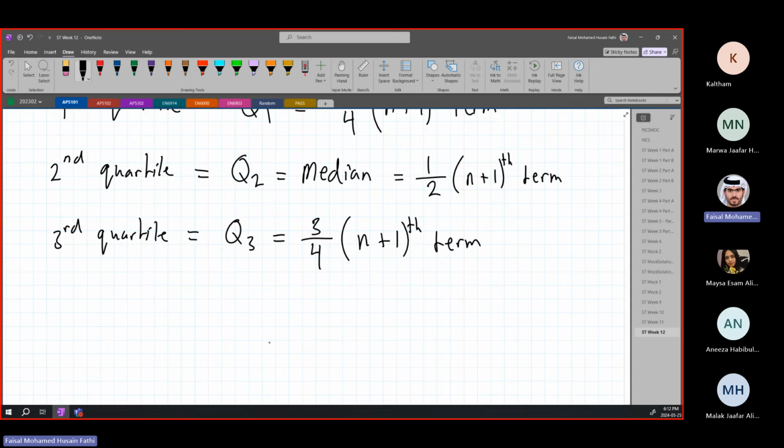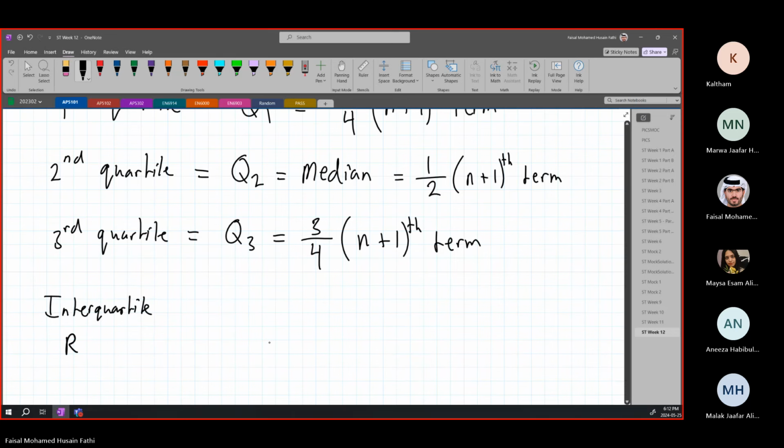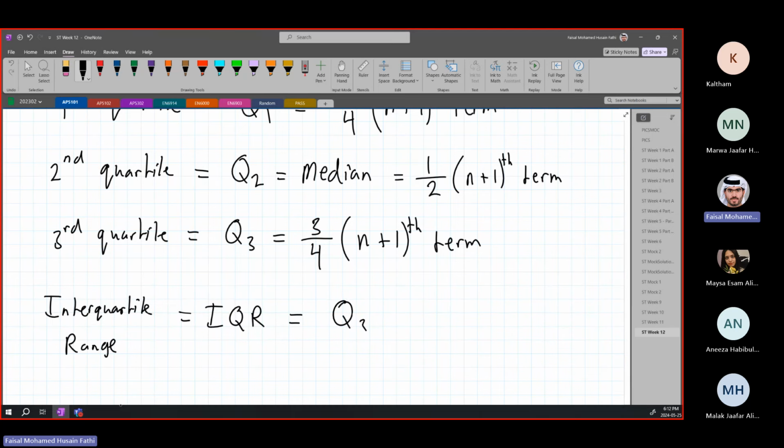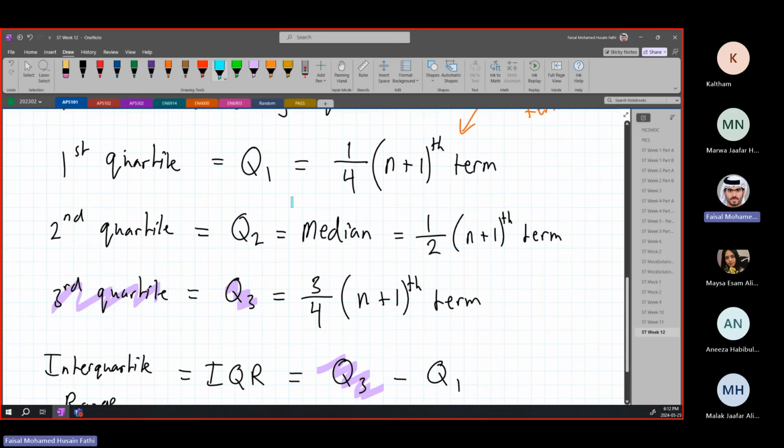And the last thing you guys need to know is there's something called the interquartile range. All right. And this basically is sometimes given as IQR. It is going to be your Q3 minus your Q1. All right, your third quartile, your Q3, minus your Q1.